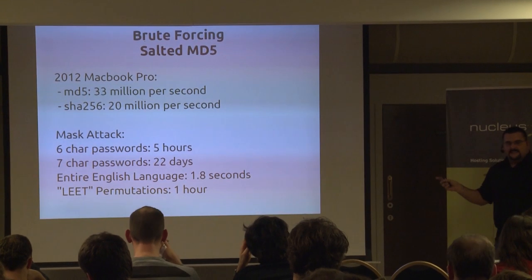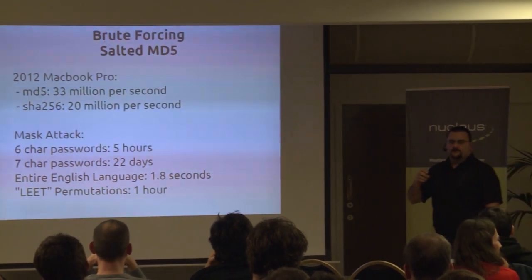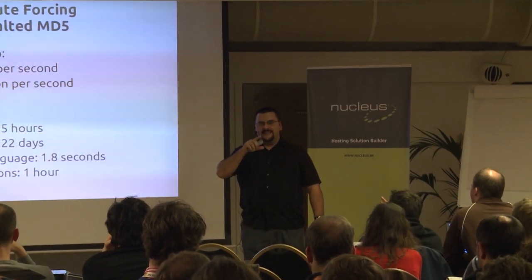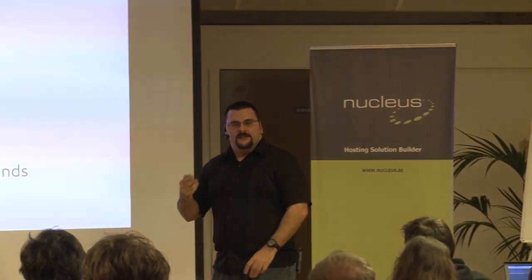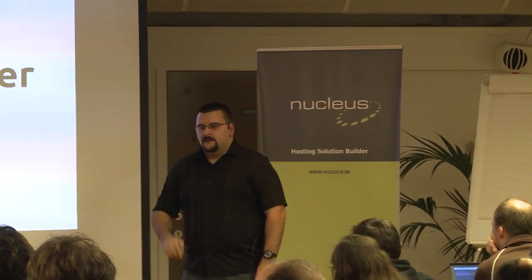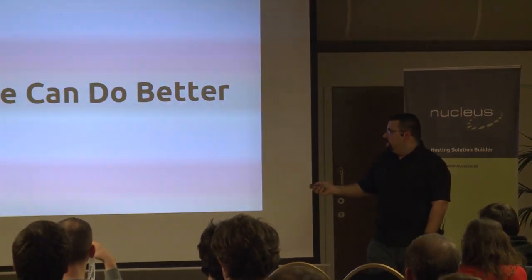When I say the entire English language, I'm including all possible case permutations. So lowercase a-n-d, capital A, lowercase n-d, and so on. Leet permutations, including all leet speak possible conversions on that dictionary, is about an hour. So passwords that we know as relatively insecure, the general public thinks is relatively secure, can be brute forced in less than a day, at most. But we can still do better as an attacker.